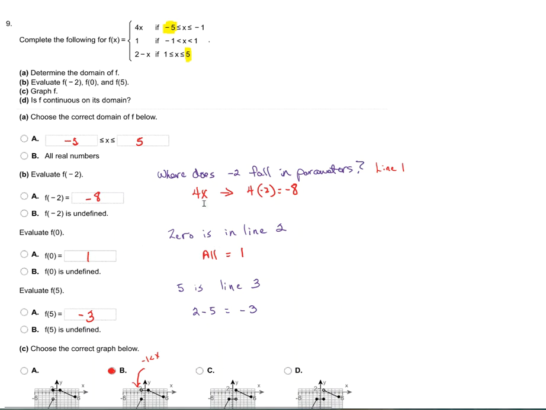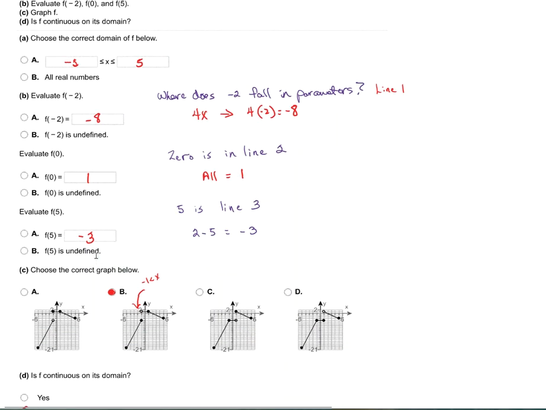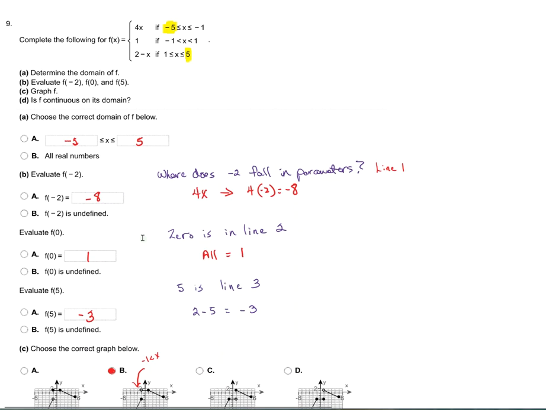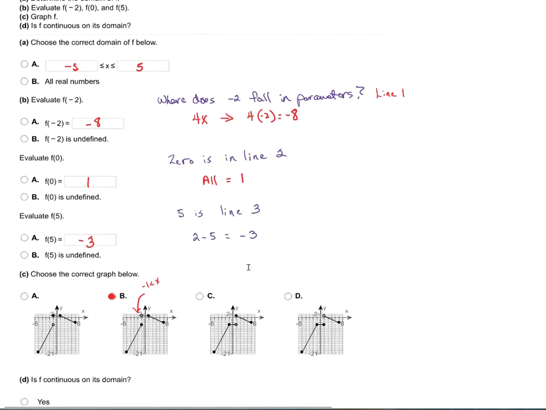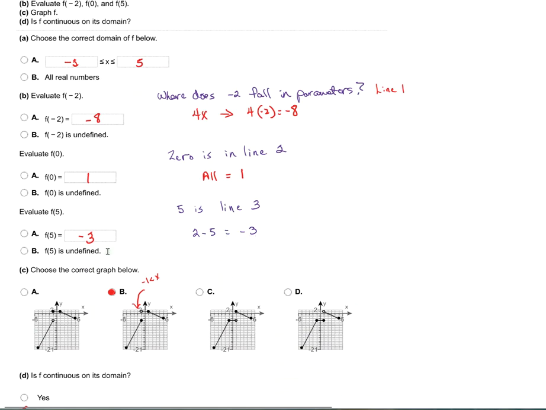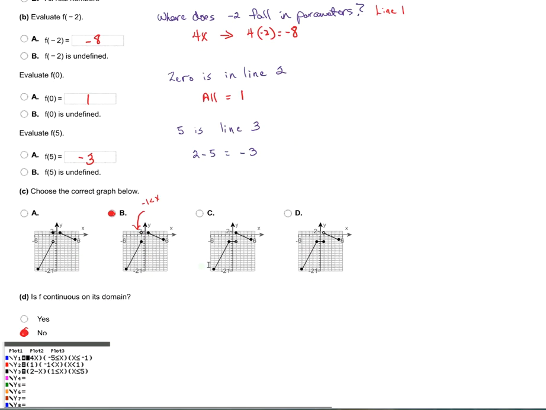Evaluate f of 0. Well, 0 falls here. Everything in that group, the value of y is going to be 1. So we get that. Now, evaluate f of 5. Well, 5 falls here. So 2 minus 5 is -3. Then we choose the correct graph.